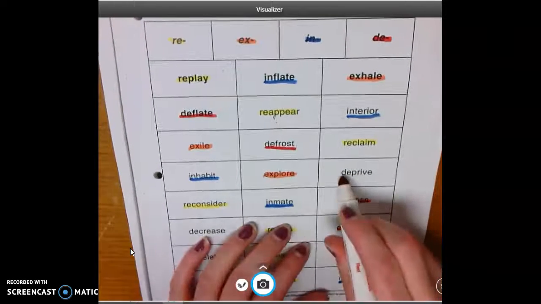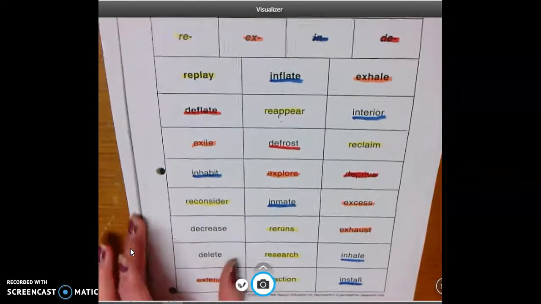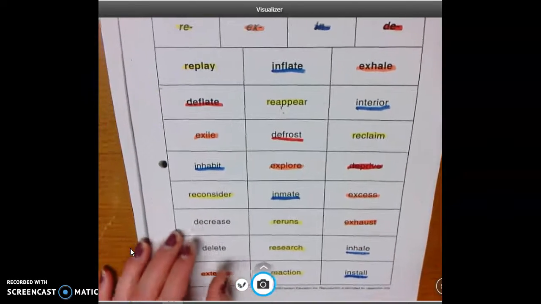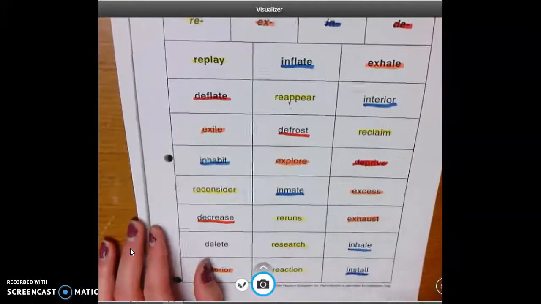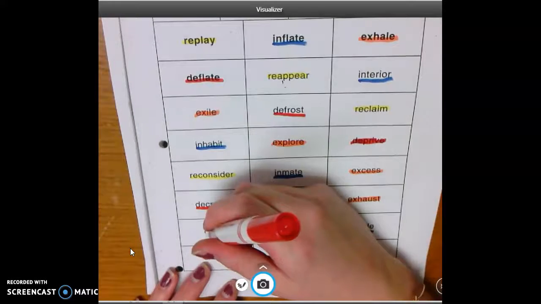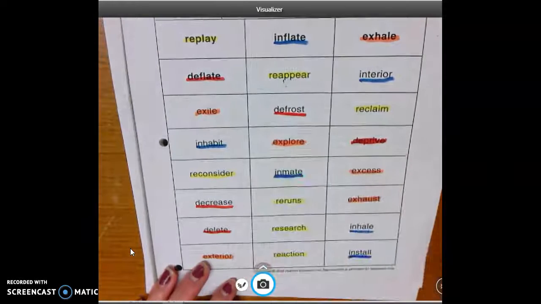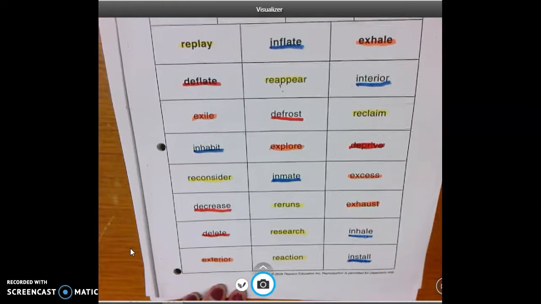Deprive, if you're depriving someone, it means you're taking something away from them. Decrease, which also means to take away or remove. Delete also means to take away or remove. And now we have all of our words sorted.